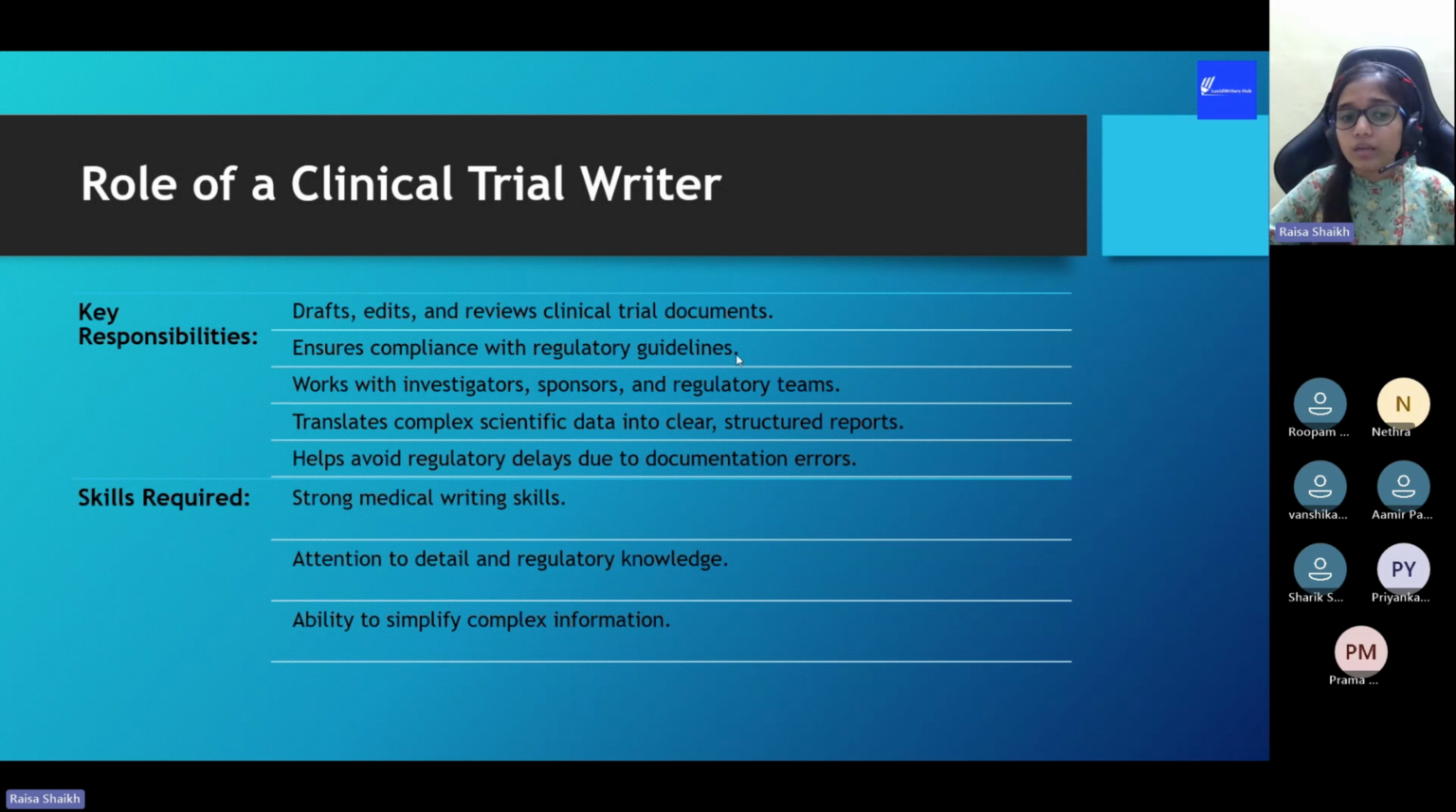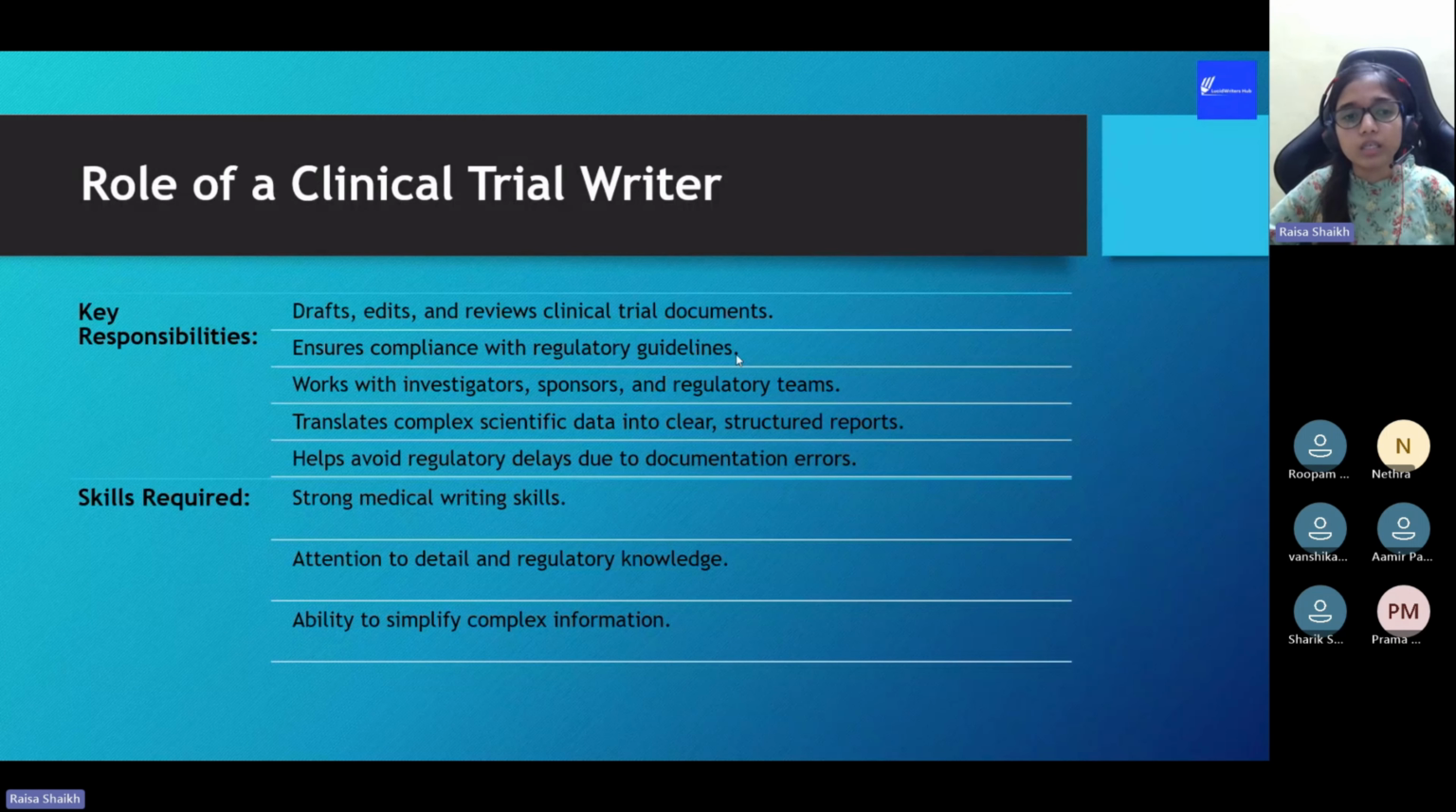Then help avoid regulatory delays due to documentation errors. Then what skills are required to be a writer in clinical trials? Strong medical writing skills are required, then attention to detail and regulatory knowledge, and the ability to simplify complex information. When I say attention to detail, I'll give you another example here.